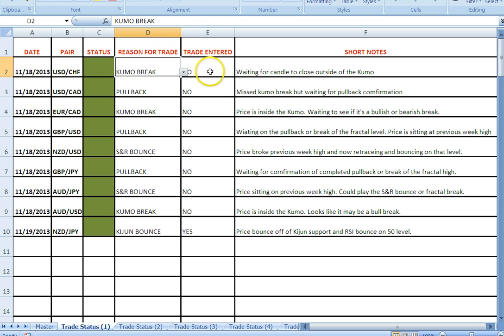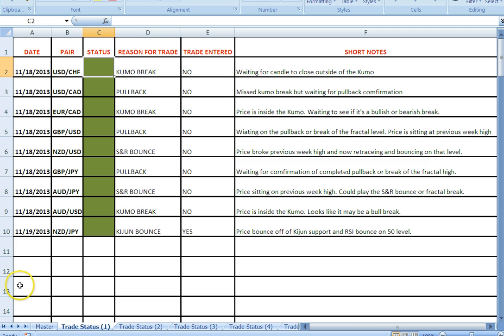And then I put down if I entered the trade. No, I didn't enter this trade. Now on here you can see the New Zealand dollar yen, and it's a Kijun bounce, and yes, I entered this trade. Now if these opportunities pass and they're no longer valid, then I'll turn the status to red and close out that and continue on.